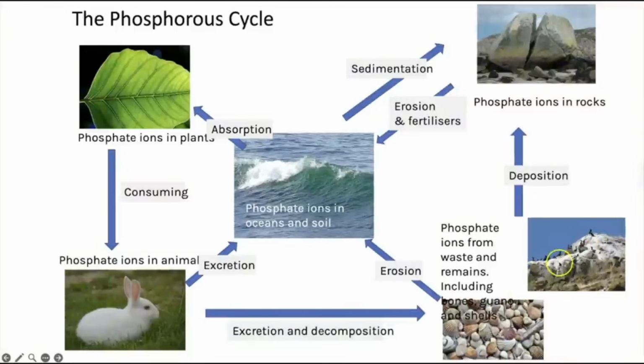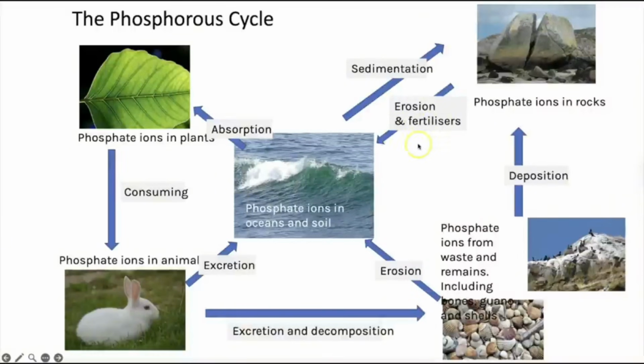Guano is this bird poo, this white bird poo that you can see here, which is very rich in phosphorus. Now, those bones and shells that aren't going to be decomposed by the saprobionts will be broken down through erosion over time, and that returns the phosphate ions back to the ocean and soils. But we can also have rock formation happening. This could be deposition or sedimentation. So those phosphate ions within the water or in the soil, over many, many years, heat and pressure, it creates those phosphorus sedimentary rocks. And to get that back into the water, again, it'd be erosion.